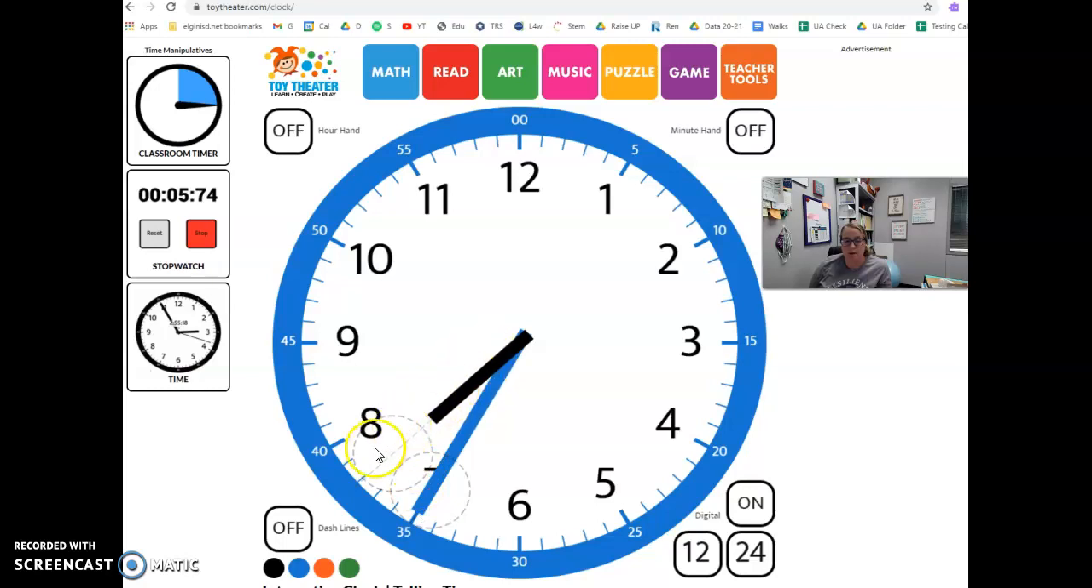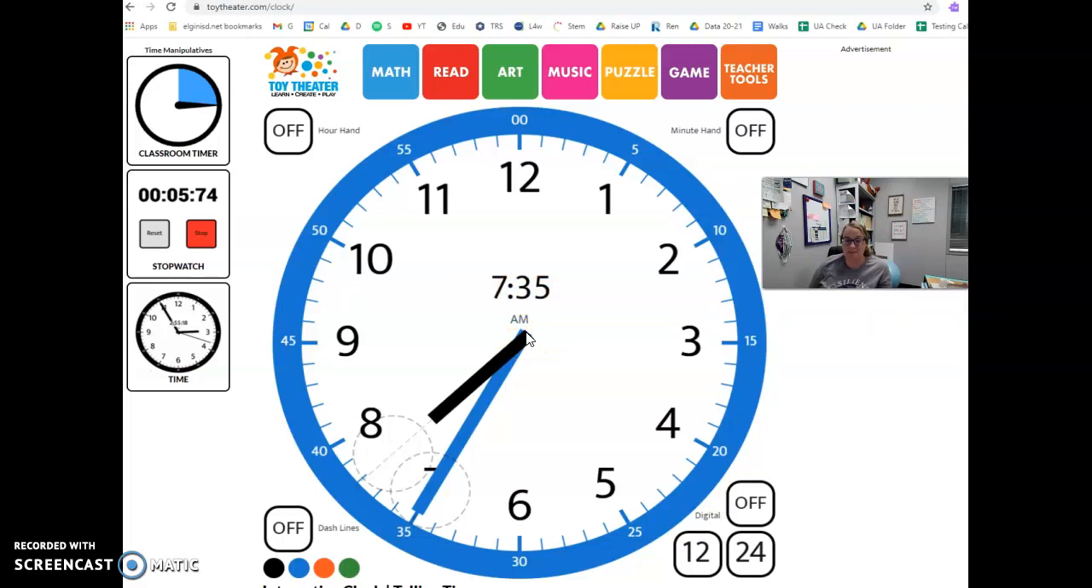Well, I know my hour hand is still in between 7 and 8. So I'm still in the 7 o'clock hour. So it's 7, and my minute hand is pointing straight at the 7, which is worth 35, so 7:35. So that means that I walk out the door by 7:35. So let's check. I'm going to turn my digital clock on. Hey, look, it's right here. And it tells me that it's 7:35 a.m.